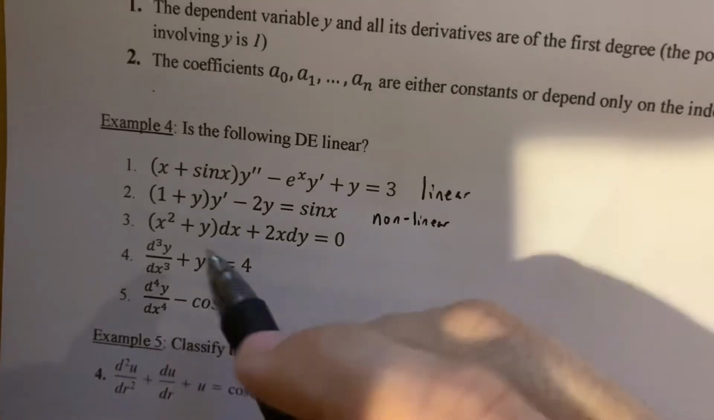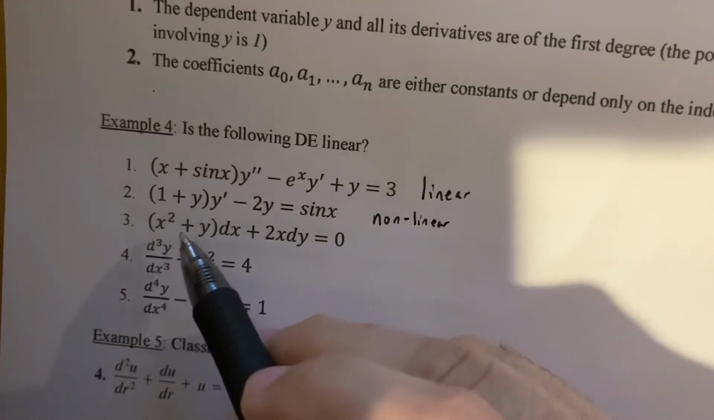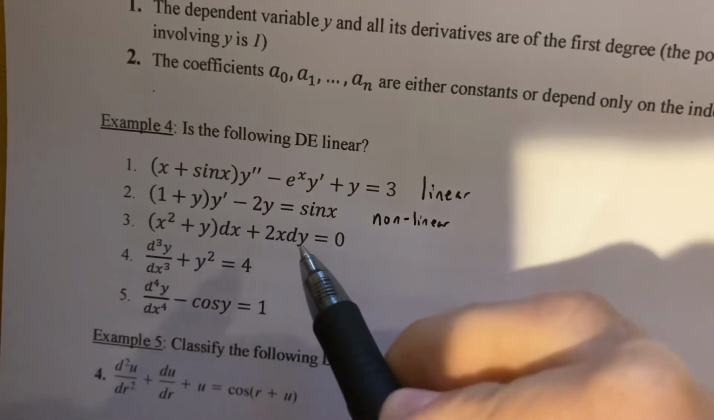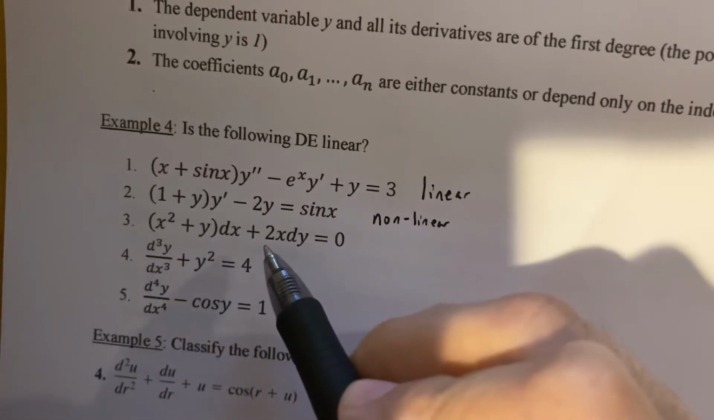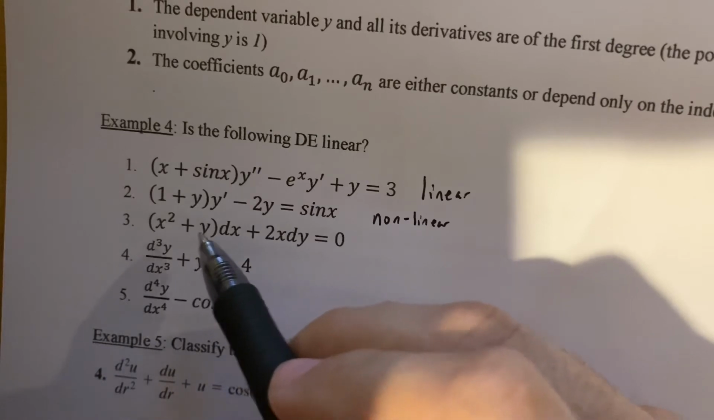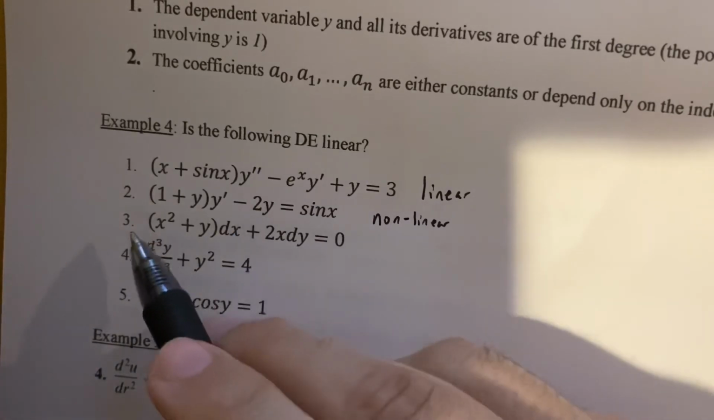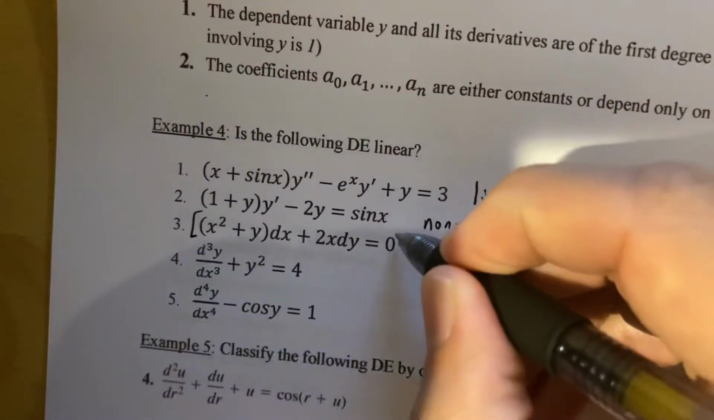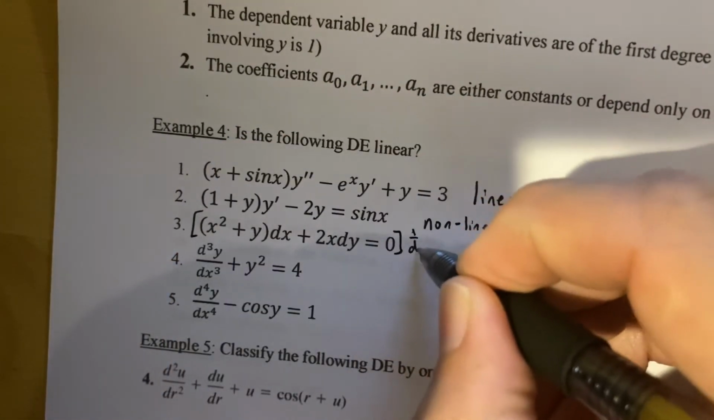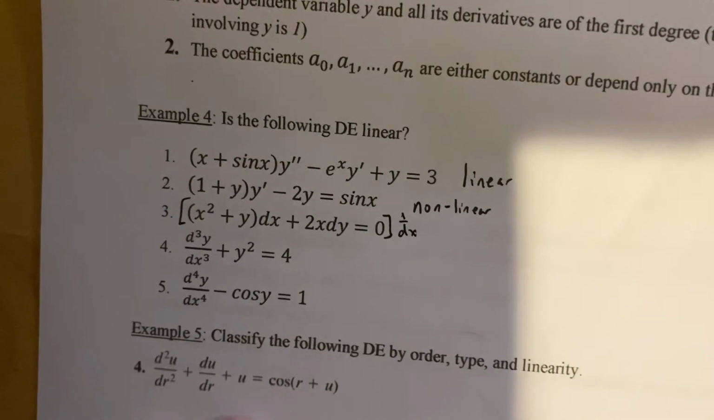All right, so look at 3. I have x squared plus y dx plus 2x dy equals 0. Right now, it's not written in differential form. And so, again, because x is our independent variable, we're going to multiply this entire equation by 1 over dx, so that way we can have it in differential form.